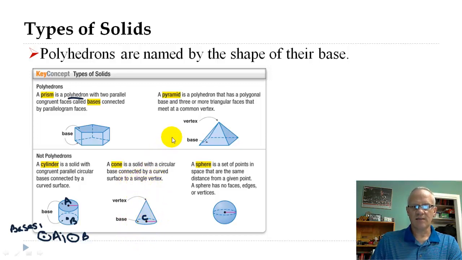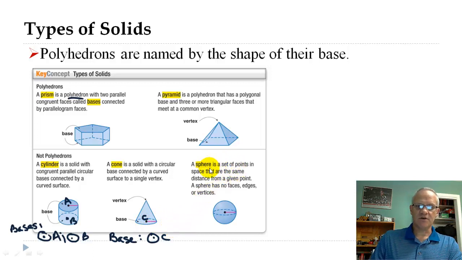So a cone looks a lot like a pyramid, except that the base is a circle, and it's a curved surface that goes up to a common vertex up there instead of flat surfaces. And so once again, if I was going to name the base of this cone, I would call it circle C. Okay. Again, it does have a vertex, but no edges on a cone. And I guess technically the only face would be the base.